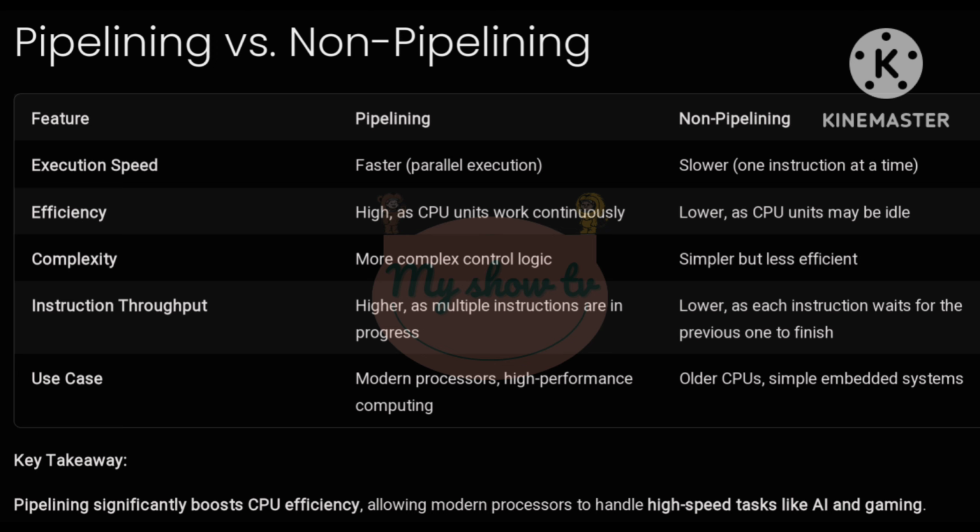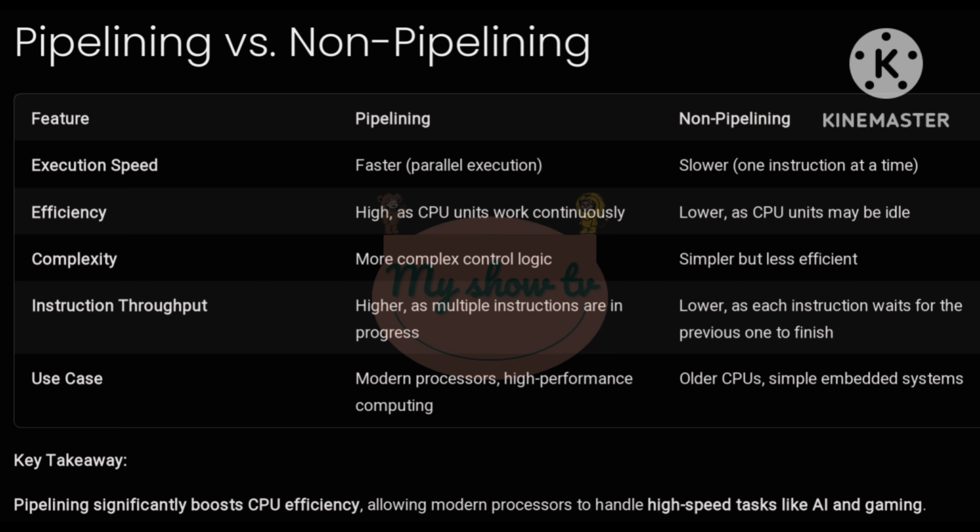In contrast, non-pipelined processors handle one instruction at a time, leading to slower execution. Key differences explained. 1. Execution speed. Pipelining accelerates performance because multiple instructions are being processed at the same time. Non-pipelined CPUs must wait for each instruction to complete before starting the next one.